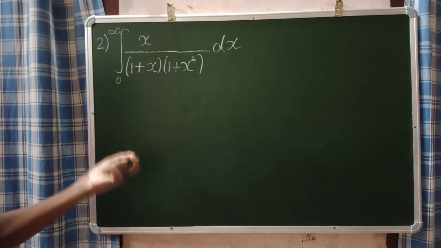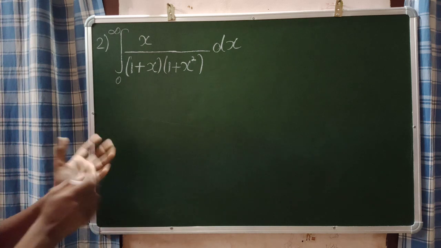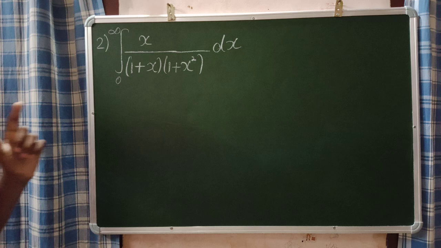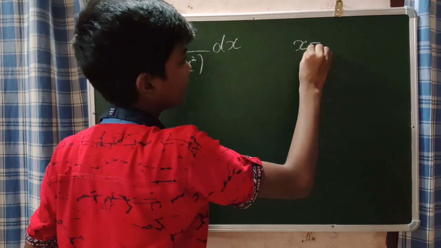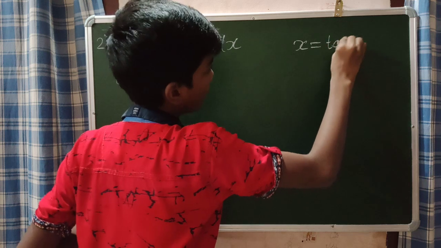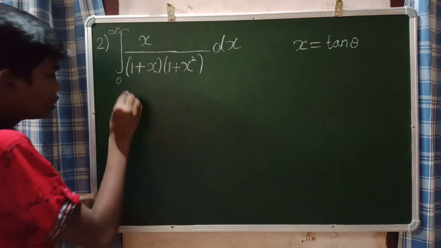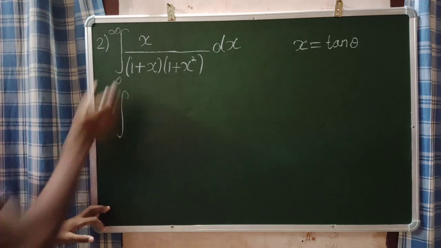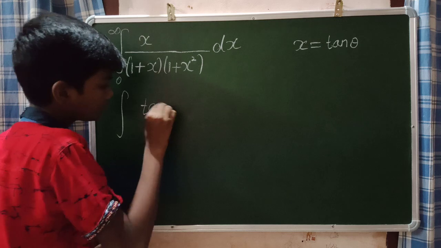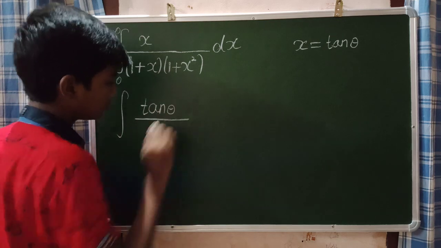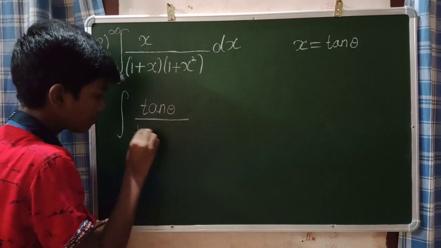Basically, the value that I am going to take for x is the main decision for this question. I am going to take x as tan theta. When you take x as tan theta, how will this integration get converted? x as tan theta means the numerator will also be tan theta. Then 1 plus x becomes 1 plus tan theta.